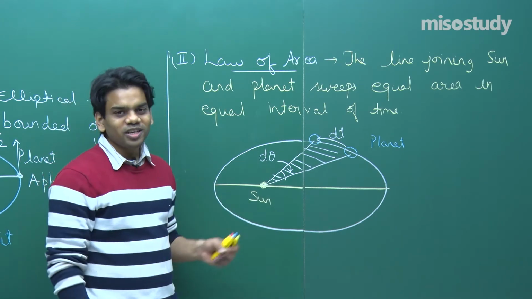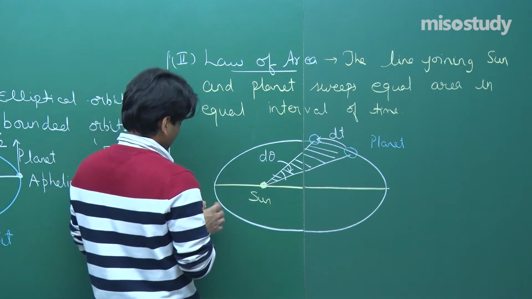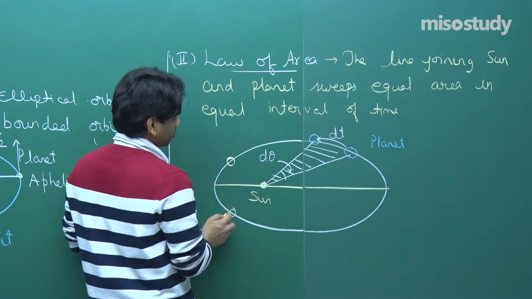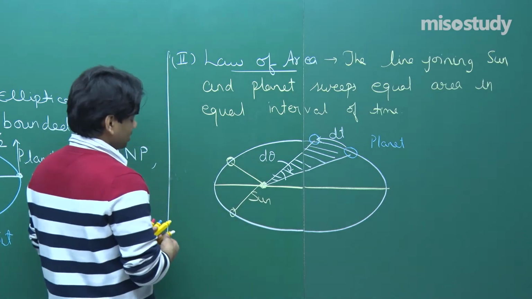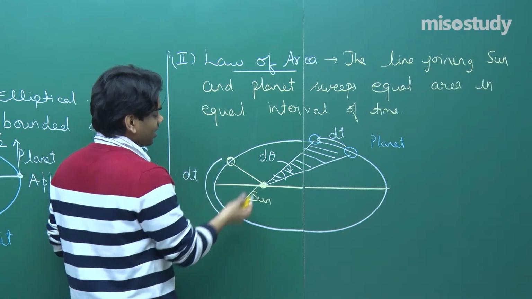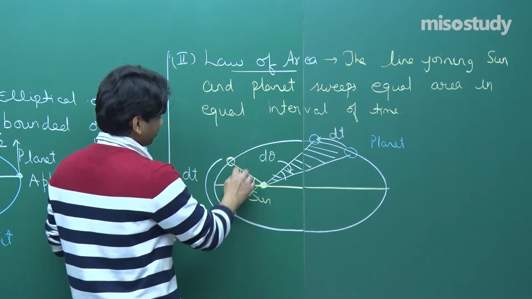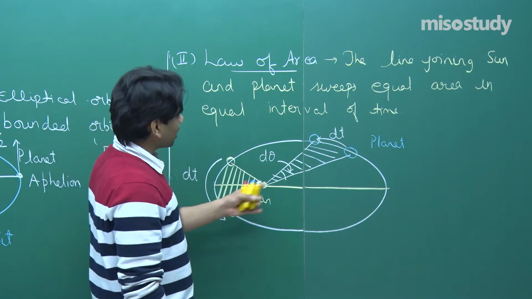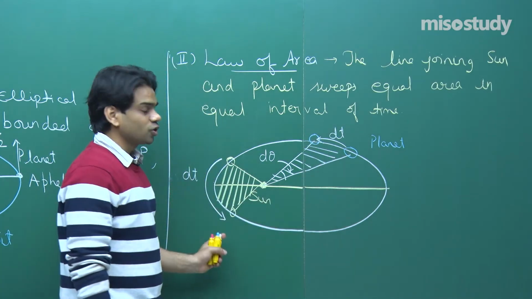Now in the same time dt, if I take the planet's another location, suppose the planet was here, and in the same time dt it reached here. So if I connect these two positions, see what I'm going to obtain. In the same time dt, this time it has covered this much distance, and the area that it has swept will be given as this. This will be the area that I am showing you with the shaded region. In the same time dt, in the first case, the planet has moved from this position to this position. In the second case, it has moved from this position to this position.